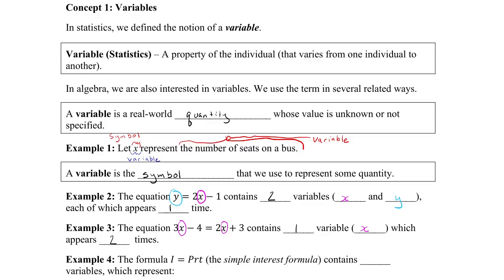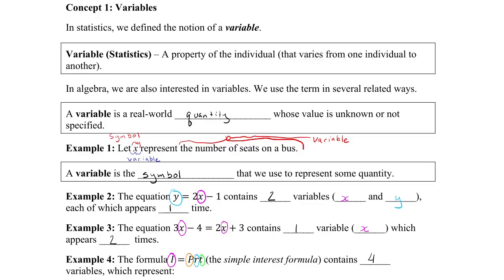We also have, for example, formulas which are used to describe something about the world. So we might have the simple interest formula here. This formula contains 1, 2, 3, 4 different variables. And what this formula is doing is how we calculate simple interest.